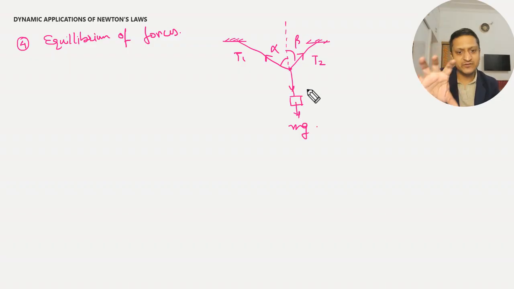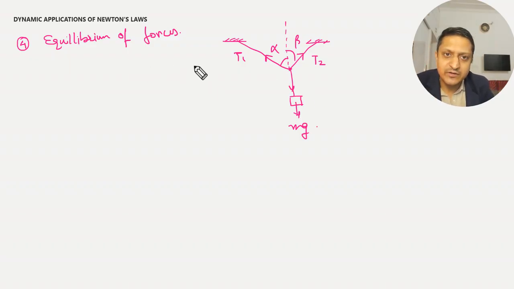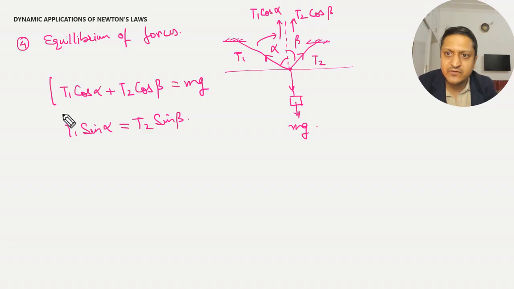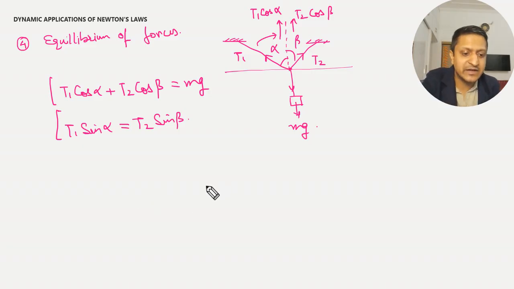So you have to resolve these forces, and when you resolve them, it will be like this. It will be T1 cos alpha, and T2 cos beta. So there will be the equation T1 cos alpha plus T2 cos beta equals mg, and horizontally, T1 sin alpha will be equal to T2 sin beta. So these two equations will be used, and there would be one more equation, that is Lami's equation.